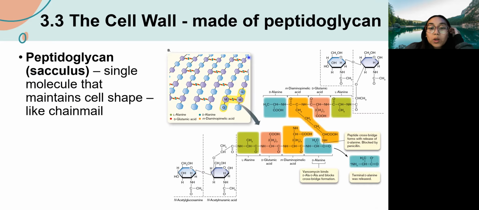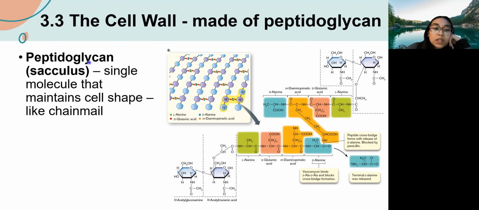Well, let's break down this word. Peptido means peptide, so there's going to be some kind of amino acids or proteins involved. And then glycan stands for, well, a sugar, right? Glycan or glycogen, glucose. These are all words that have to do with some kind of carbohydrates.